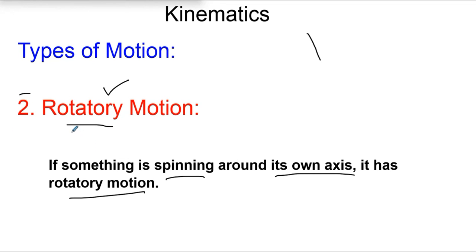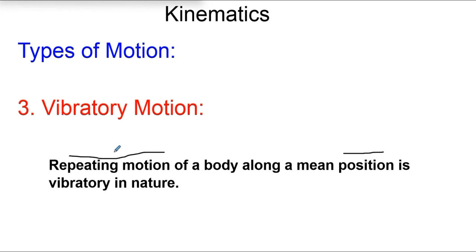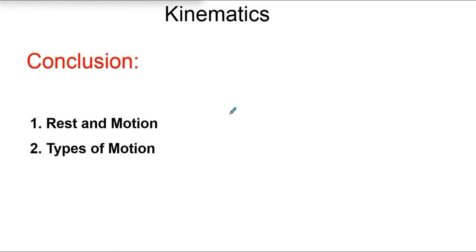Then we talked about rotatory motion, and you know what is that type of motion, if something is spinning around its own axis. And lastly, we studied about vibratory motion. If a body is repeating its motion about a mean position, that type of motion is vibratory. And that's all. I hope you understand the concepts. Go back, read your textbook, and I am sure you will enjoy reading the textbook now because you already know the concepts about those things and you can imagine the motions.